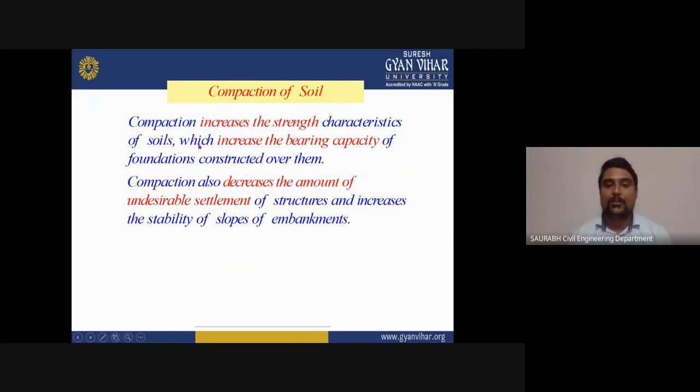Now we will see what the correct definition of compaction is. Compaction increases the strength and characteristics of soil, which increases the bearing capacity of foundations constructed over them. So you can understand here, by compaction you can increase the strength of your soil, and if the strength of soil is increased, then it can bear the load of the structure. Compaction also decreases the amount of undesirable settlement of structure and increases the stability of slope embankment.